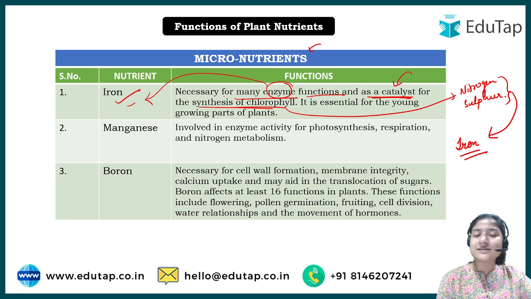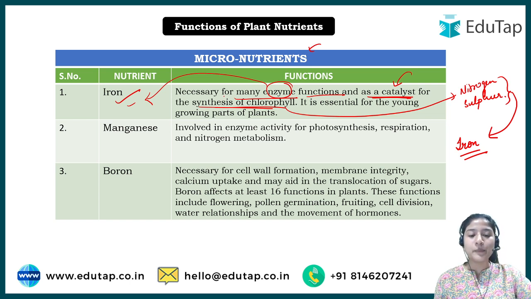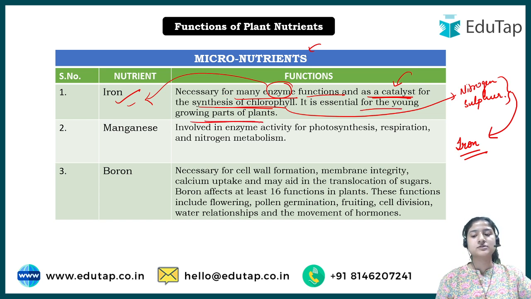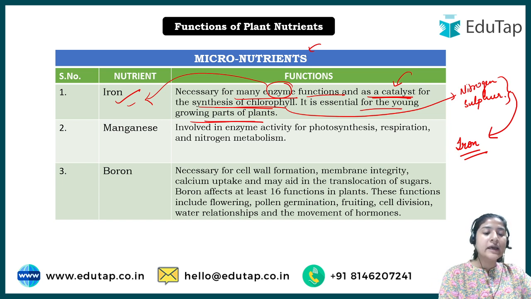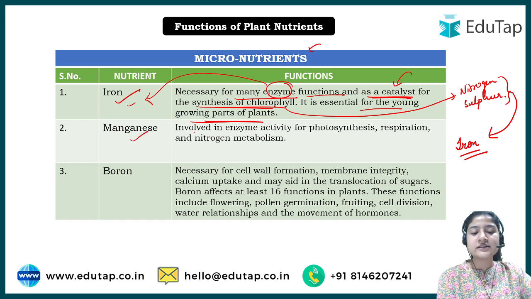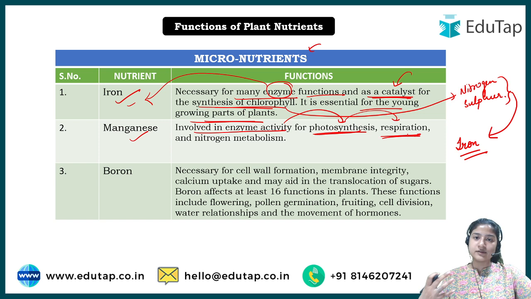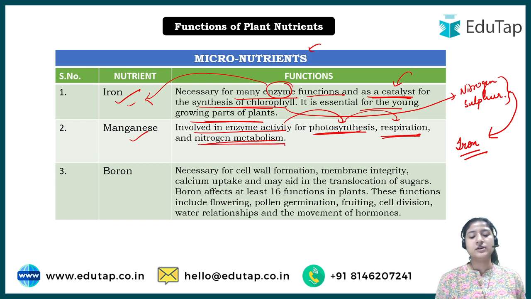What is synthesis? Synthesis is nothing but just to make. It is essential for young growing parts of the plant. So iron has a major role to play in the younger parts of plants. Then comes manganese. Manganese is involved in enzyme activity, and which kind of activities? That is essential for photosynthesis, that is to make food, respiration, which is when you take in oxygen and give out carbon dioxide, and nitrogen metabolism. All right.